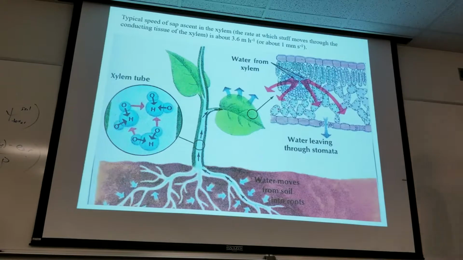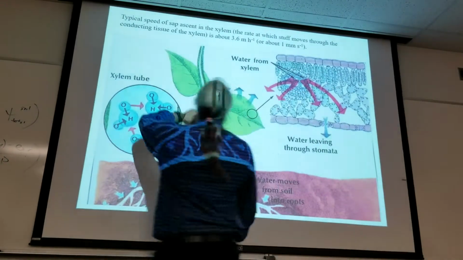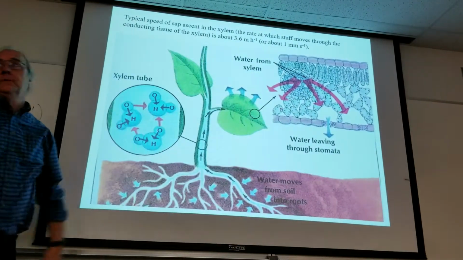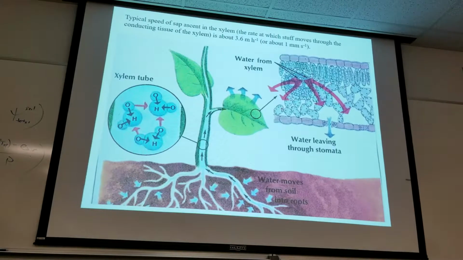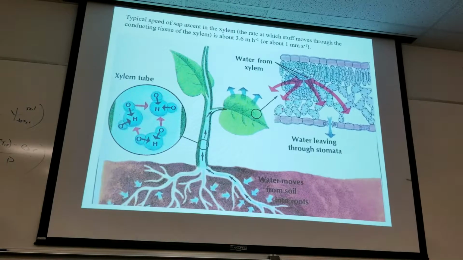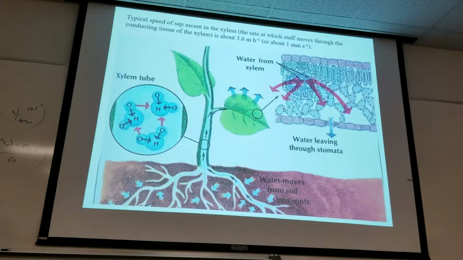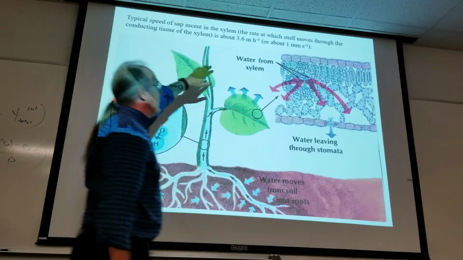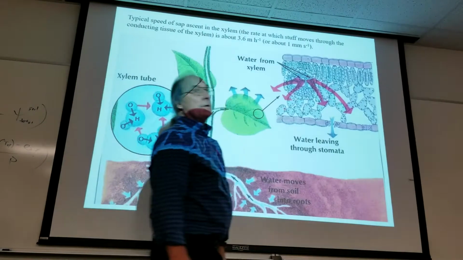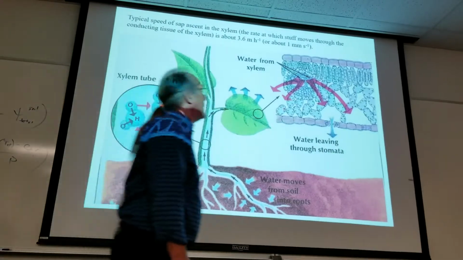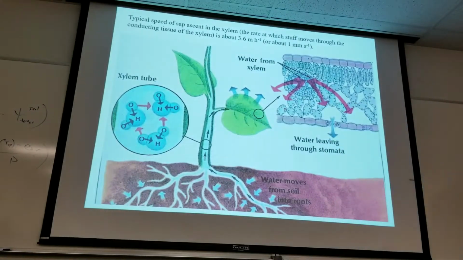Okay. How fast does the stuff move in the xylem? About 1 millimeter per second. That's a typical rate of ascent of sap in the xylem. 3.6 meters per hour, about 1 millimeter per second. So, not real fast, but fast enough.